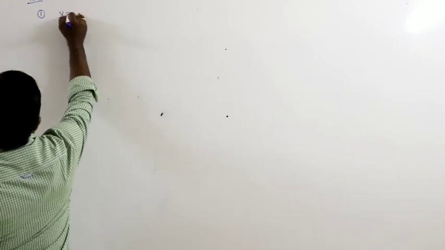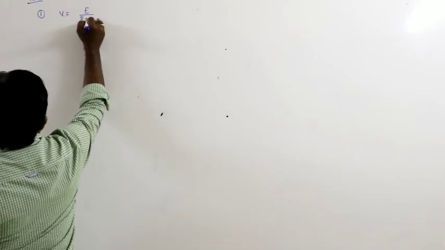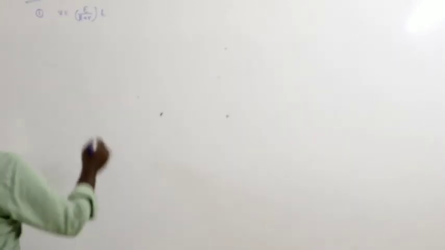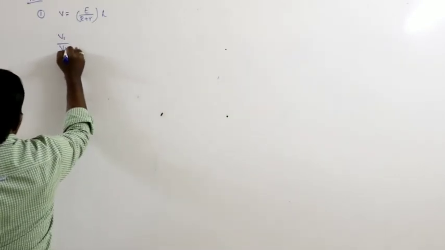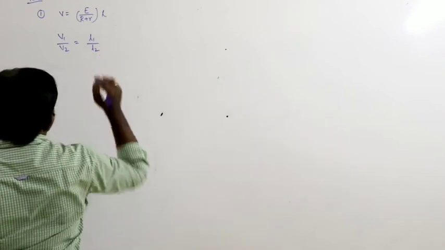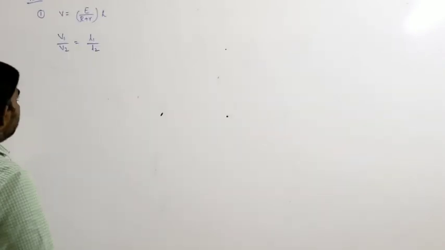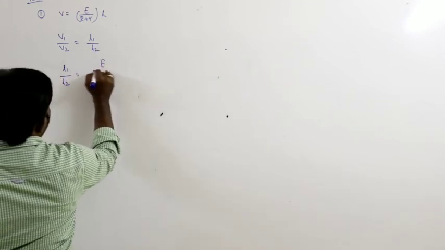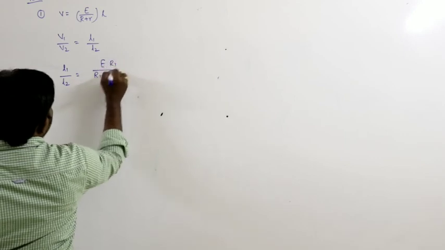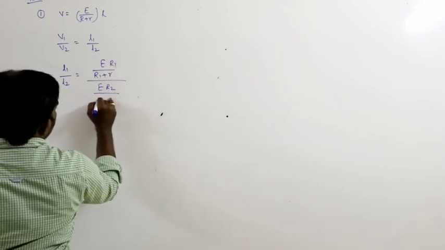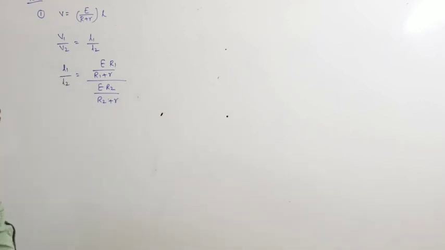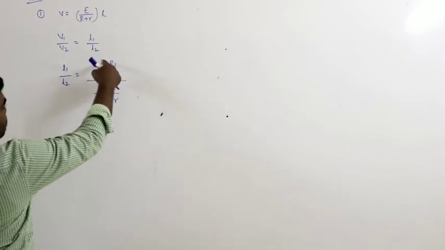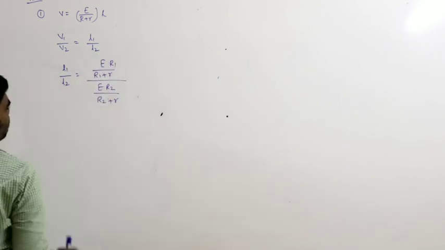Generally, what is the formula? V is equal to E by R plus r into L. The general formula is the potential drop. But here V is proportional to L, so V1 by V2 is equal to L1 by L2. When it is shunted, we can write L1 by L2 is equal to E R1 by (R1 plus r) divided by E R2 by (R2 plus r). So when it is shunted by 5 ohms and by 20 ohms, the formula becomes E R1 by (R1 plus r), E R2 by (R2 plus r).